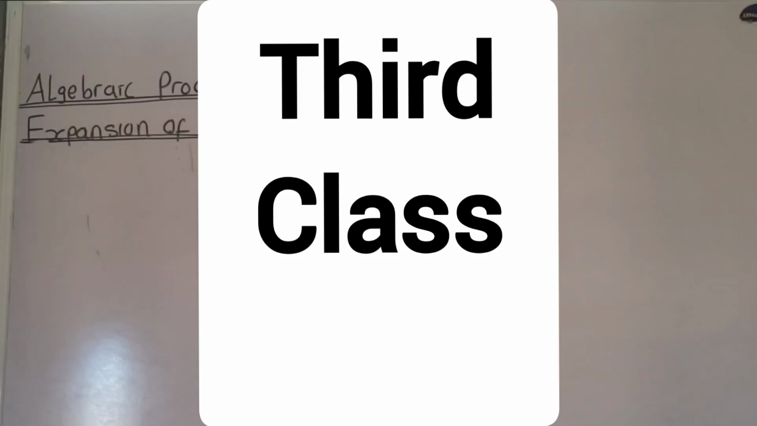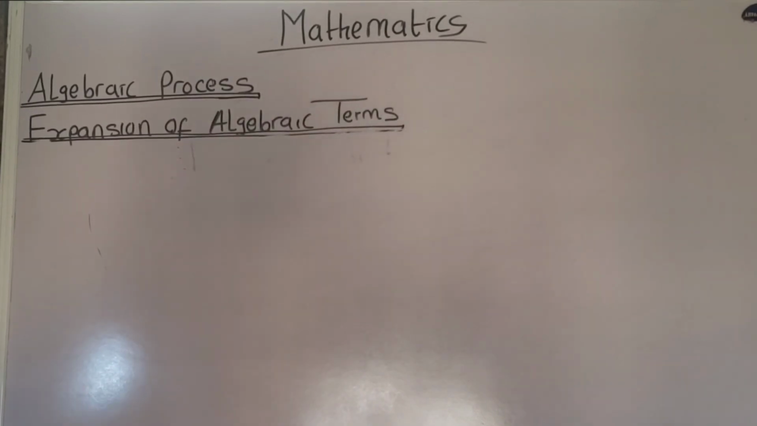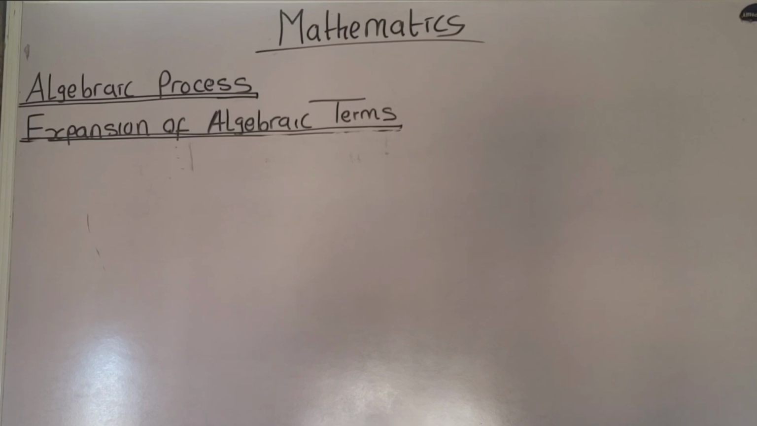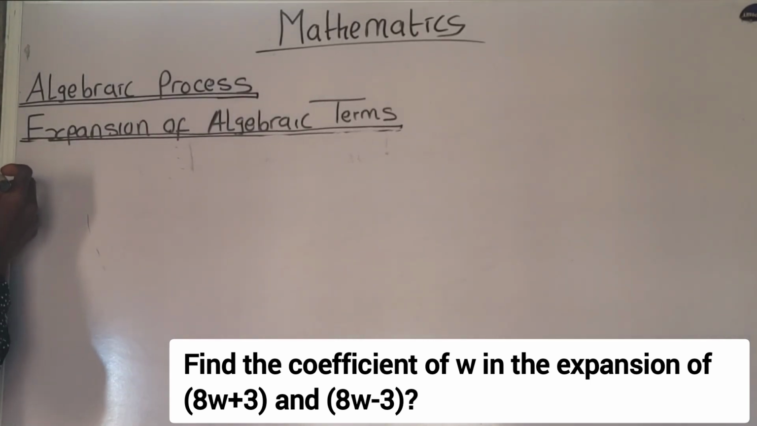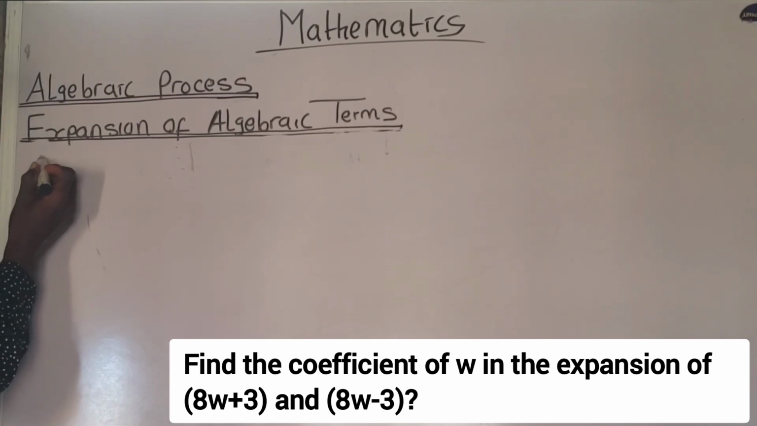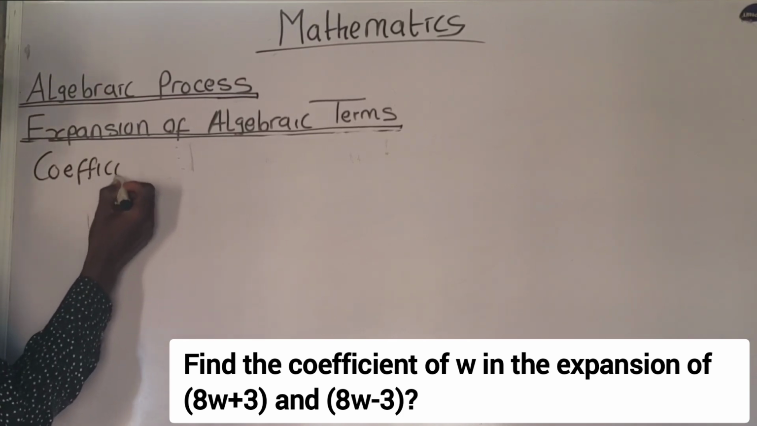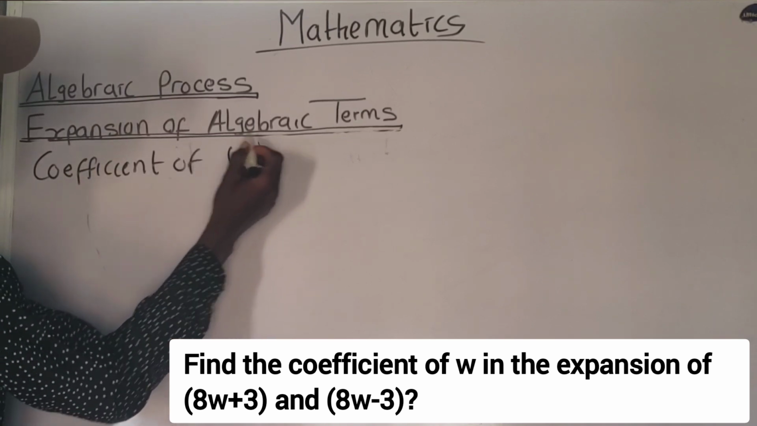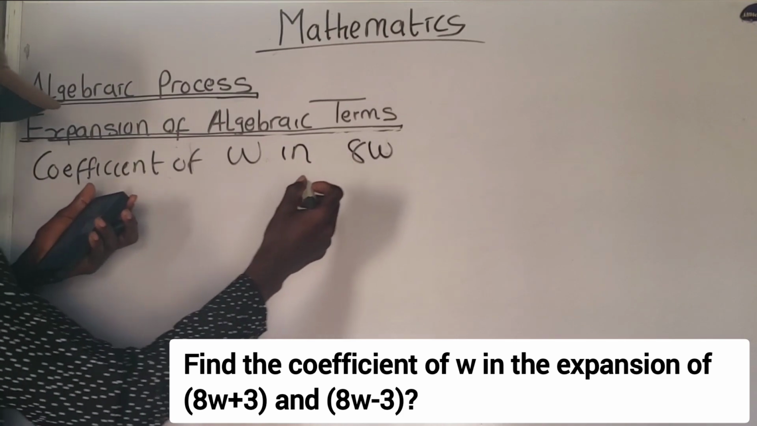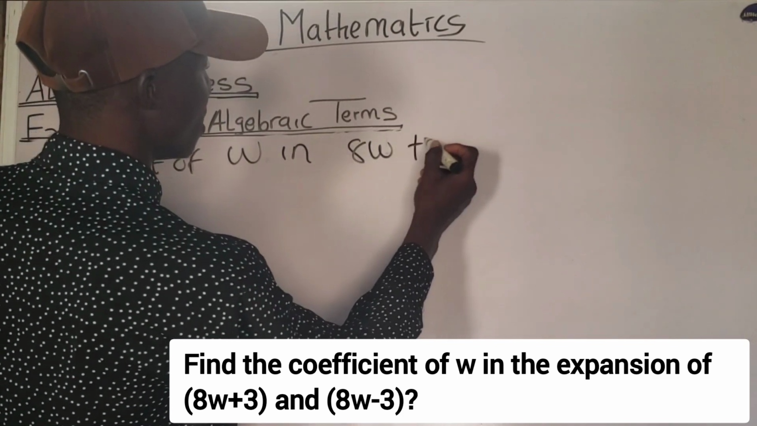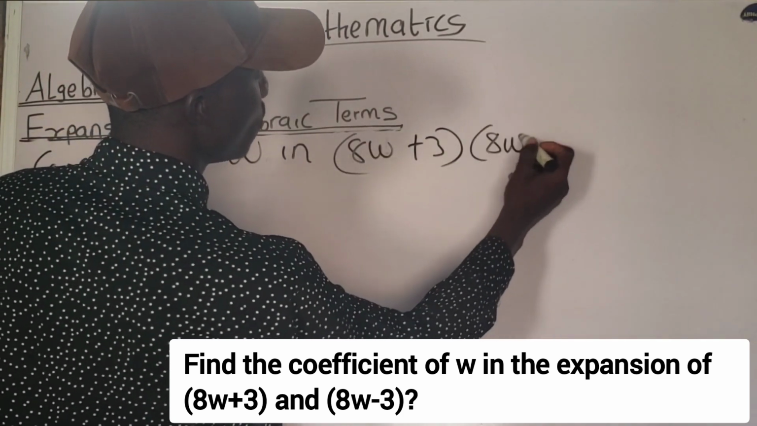Okay, in today's class, we're going to go over past exam questions on this specific topic, expansion of algebraic terms. Okay, let's start with the first question. We are asked to find the coefficient of w in the expansion of 8w plus 3 multiplied by 8w minus 3. We are asked to find the coefficient of w.